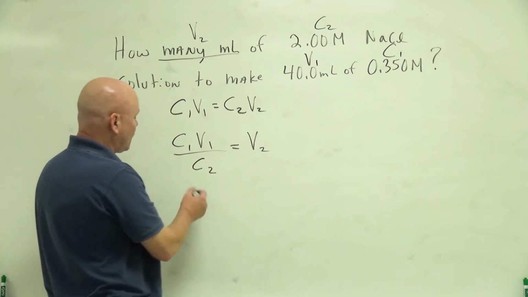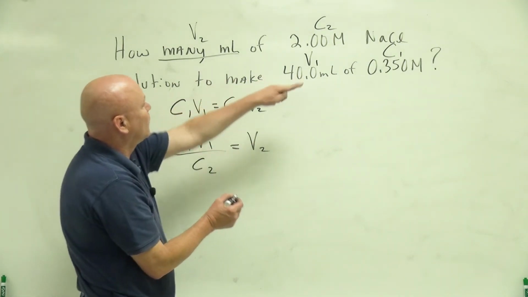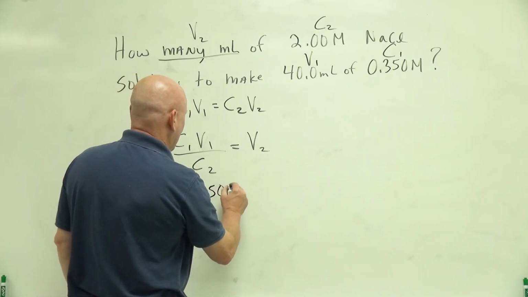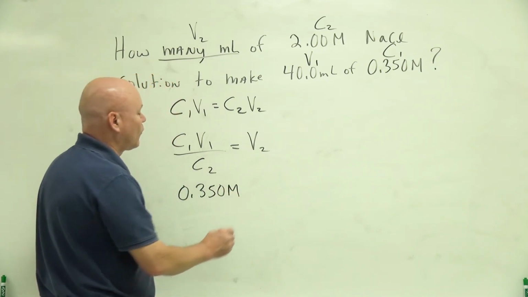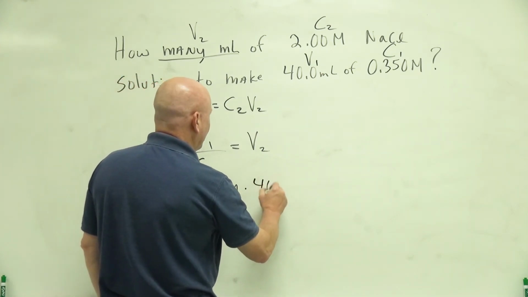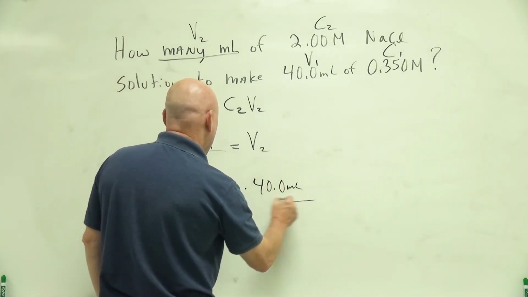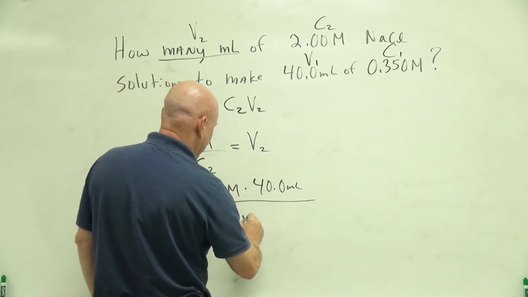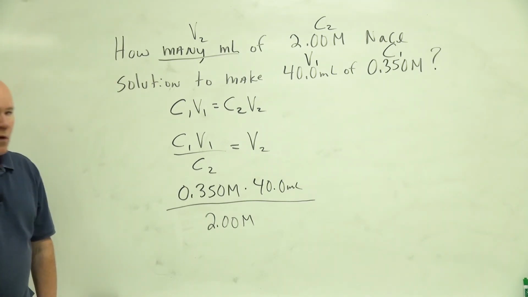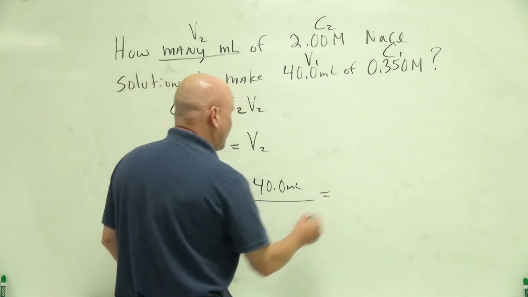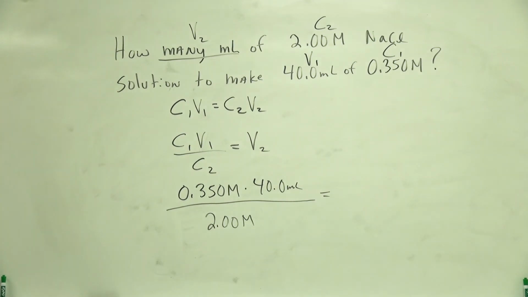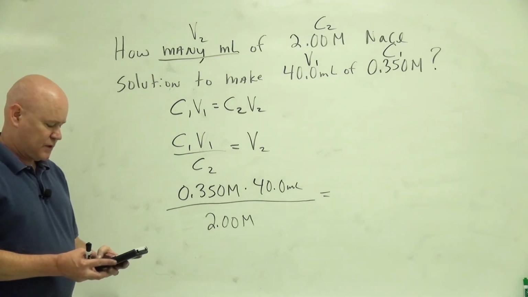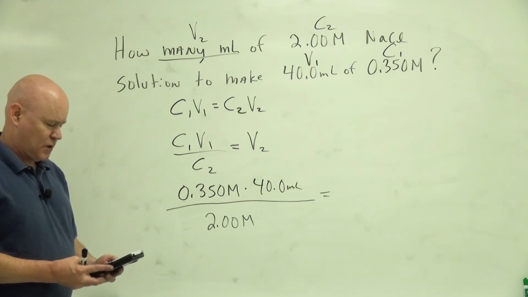And so let's go ahead and plug in our numbers. So we look carefully up here. We see C1 is 0.350 big M molarity, which means moles per liter. And then that's times 40.0 milliliters. And then we're going to divide the whole thing by the original concentration, which was 2.00 molar. And now that's what we're going to put into our equation. And so what do we have here? 0.350 times 40.0 divided by 2.00.